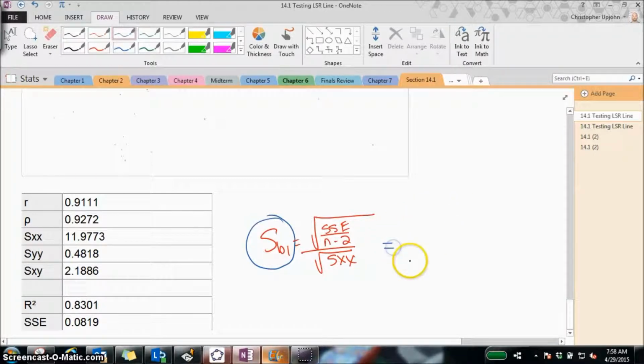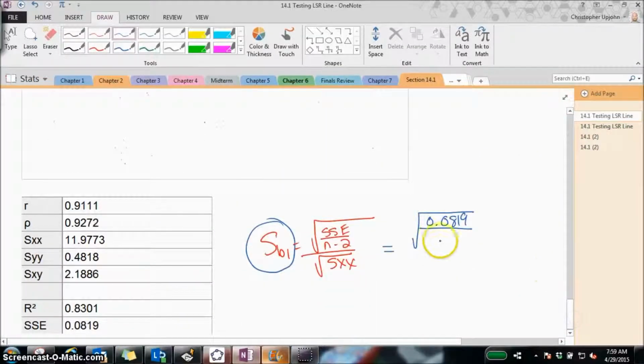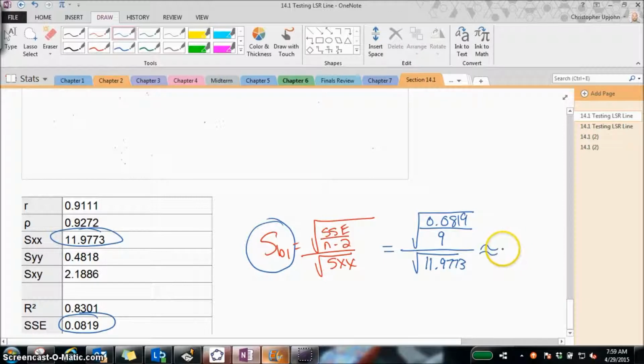And I will give you this formula on the test because I don't think that's fair if you don't have the calculator. So it's the square root of the sum of the standard error here, 0.0819, divided by n minus 2, the degrees of freedom, which in this case, we had 11 samples, so it's 9, divided by the square root of the standard deviation of the residuals of x, which is 11.9773.